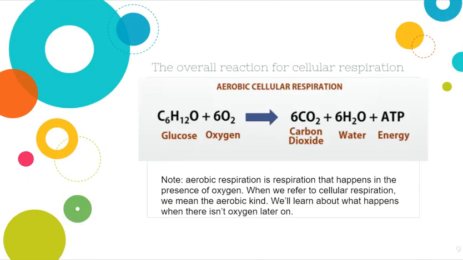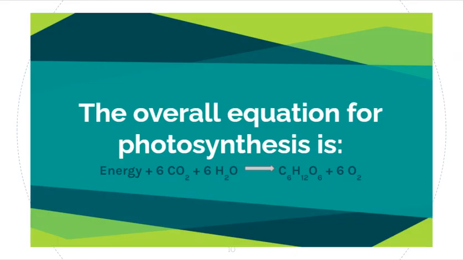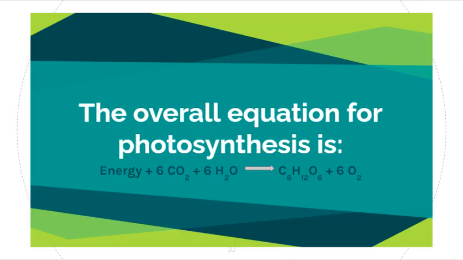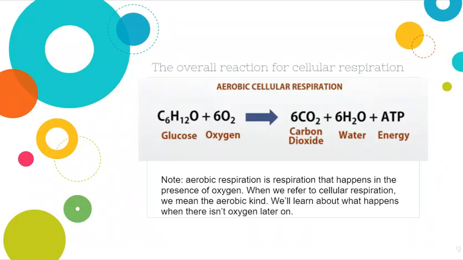Here's the reaction for cellular respiration. Now, one thing to note is that when I talk about cellular respiration right now, I'm talking about aerobic respiration in the presence of oxygen. Later, we'll talk about what happens if oxygen isn't present, but for right now, for this whole lecture, from now on, unless otherwise specified, oxygen is present. And check out this equation, y'all. What do you notice? Because you should notice something. It's the reverse of photosynthesis. Check it out. Glucose plus oxygen makes CO2, water, and energy. Energy, CO2, water makes glucose and oxygen. They are the exact same, but in reverse.